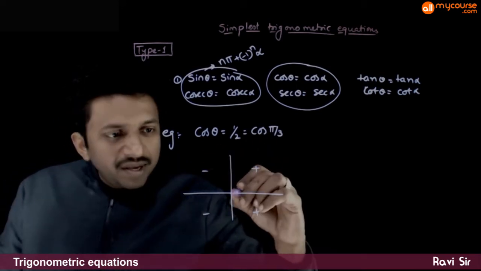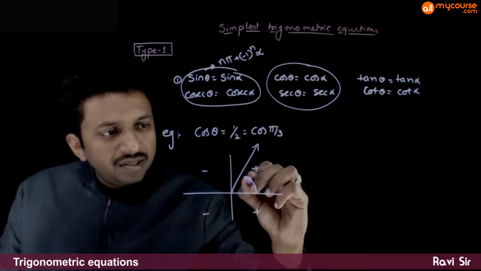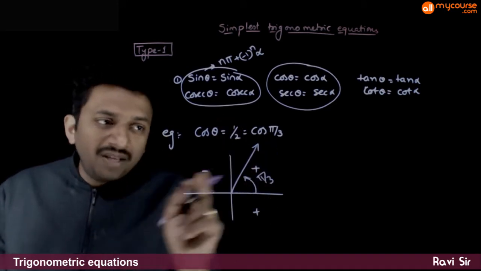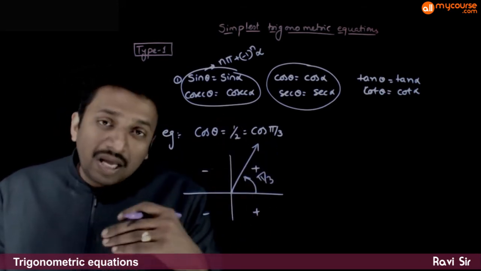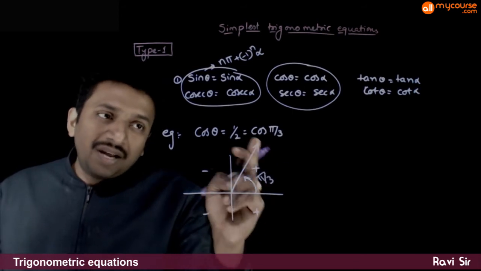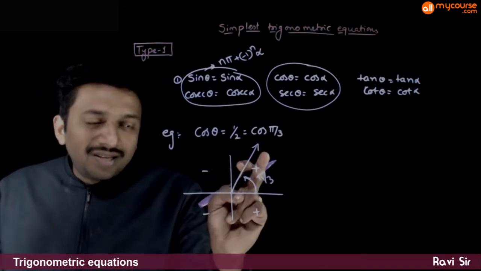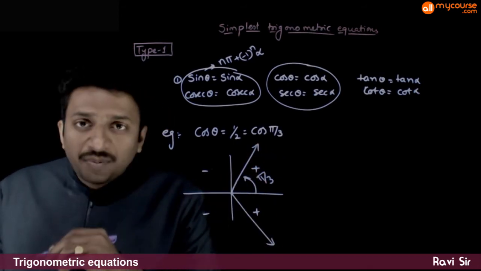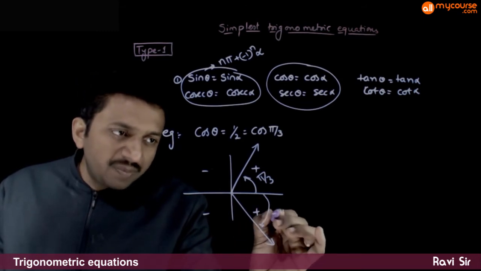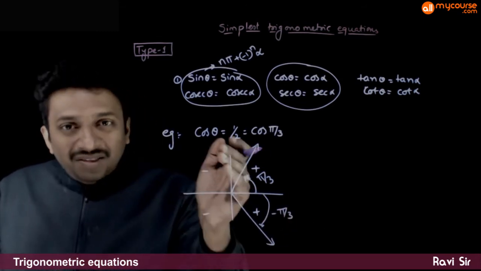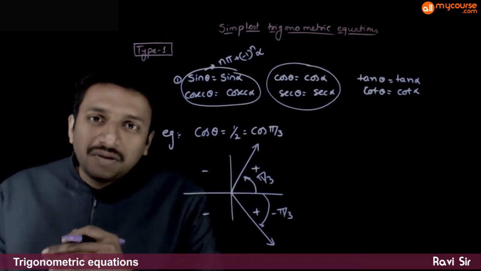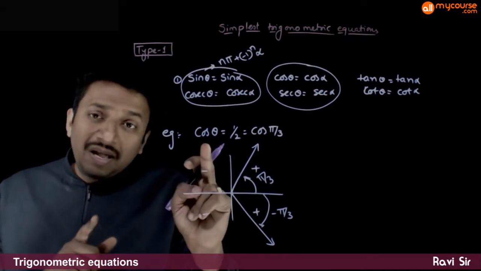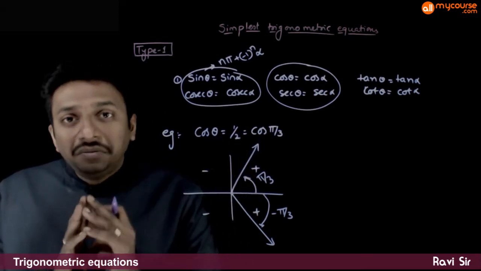Now corresponding to pi by 3, you're getting cos theta is equal to half. That means pi by 3 is one of the solutions. Now what are the other positions of the ray where you get the same value half? Obviously if you get plus half for this position, you get plus half for this position also, which is the allied position, which is minus pi by 3. So cos pi by 3 is also equal to half. Cos minus pi by 3 is also equal to half. These are the two positions which make cos theta is equal to half.